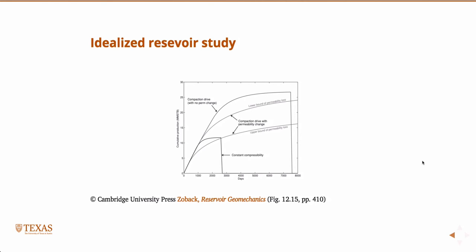Okay. If you use a compaction drive model, which essentially models the porosity change due to deformation but no permeability change, then you get this curve. In both cases, before the 8,000 days, they shut in the well, and that's the maximum cumulative production you're going to get. But if you actually incorporate the permeability change, then the well is still producing. This is the upper bound, and this is the lower bound. In this case, the well is still producing at the 8,000 day mark.